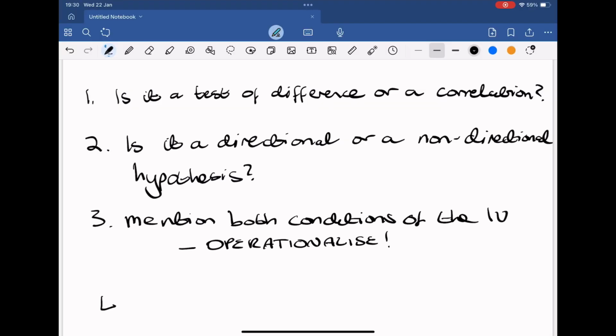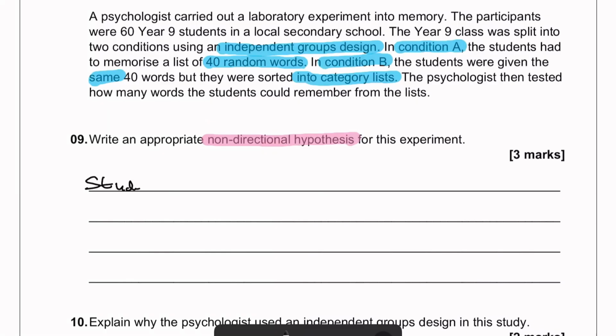This means both of these conditions must be mentioned in my hypothesis. So the final thing I need to make sure that I include is my dependent variable and make sure that this is also operationalised fully. So in this case, this is going to be the number of words that the participants can recall. So now let's put this all together to form an answer.